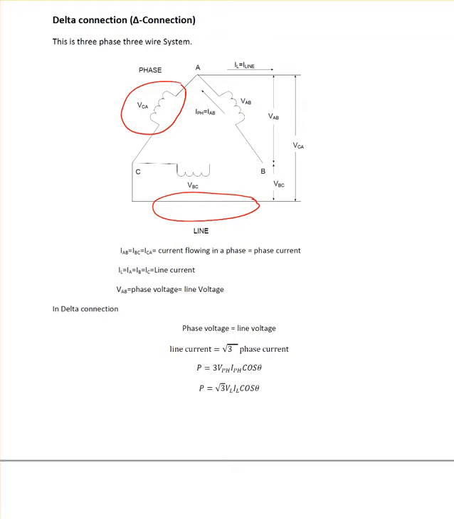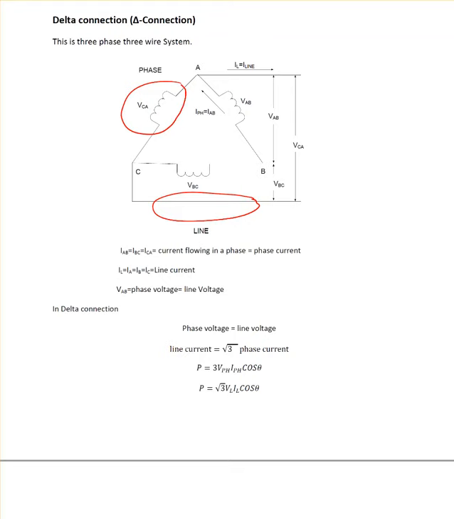In this video, I'm going to talk about the relation between the phase values and line values in a delta connection. It could be a load or a generator, it doesn't matter. As I said, if it is a load, current is going to go in. If it is a generator, current is going to go out. Similar to the star, please look into my previous video before coming to this video.